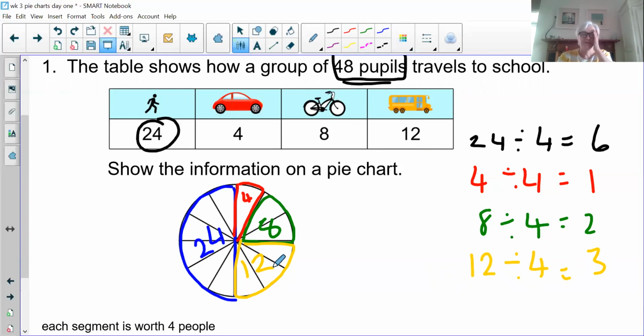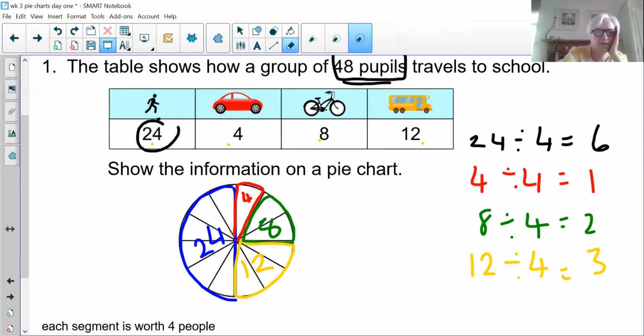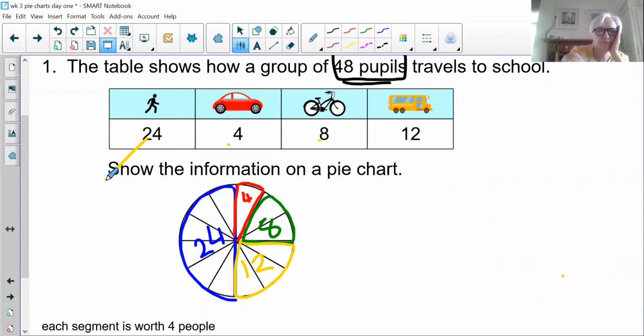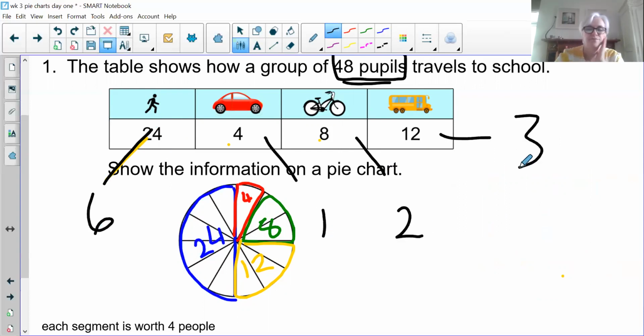Okay. So just go along your table, check that you've got everything in your pie. I'm just going to write it out for you so that you can make sure you got it right. That should have been 6, 1, 2, and 3. Hopefully you got that right.